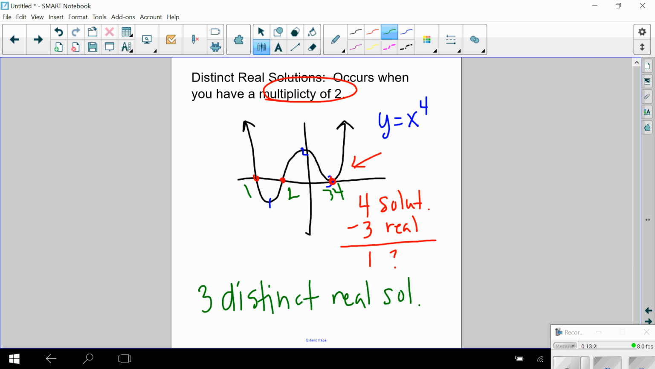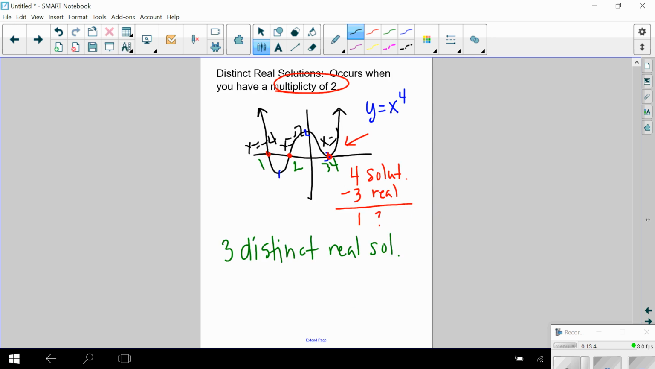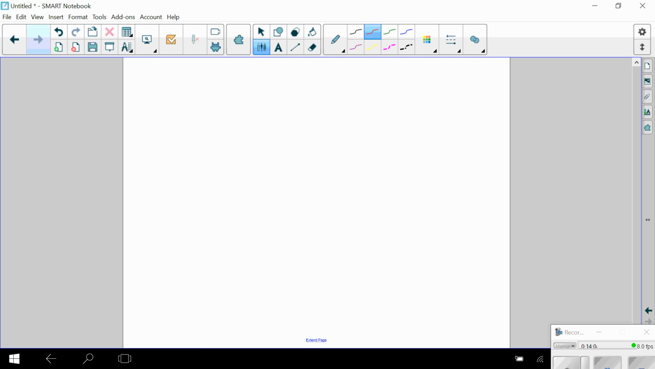For example, let's say this graph crossed at, the solution was at x equals -4. This was at x equals -2. And this was at x equals 1. We wouldn't want to say that my solution is -4, -2, 1, and 1, right? Because we don't repeat that. I do have 4 solutions, but 3 of them are distinct, 3 distinct real solutions. Okay, let's look at another example.